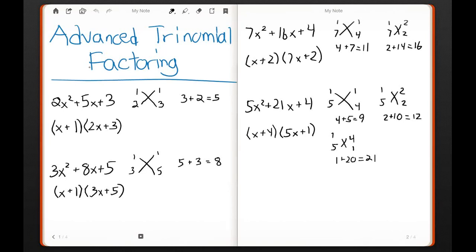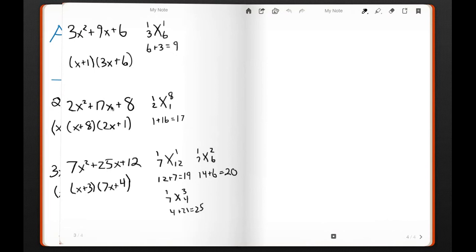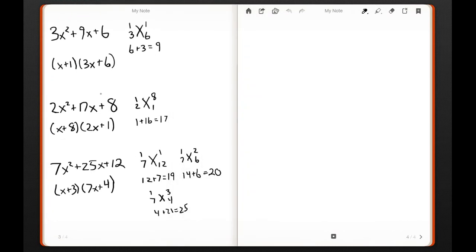All right, it's time to do some more factoring. So if you are comfortable with everything we did in the last video, it's time to do some harder problems. So here is the first one.